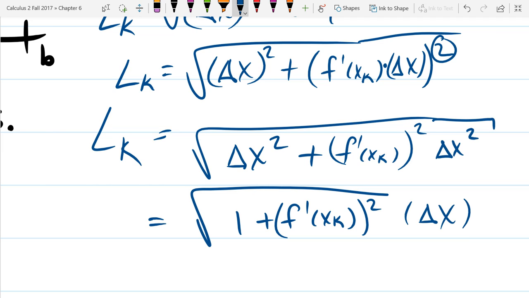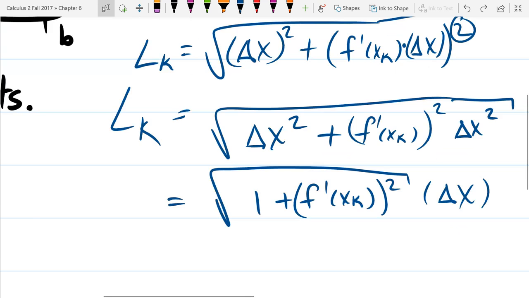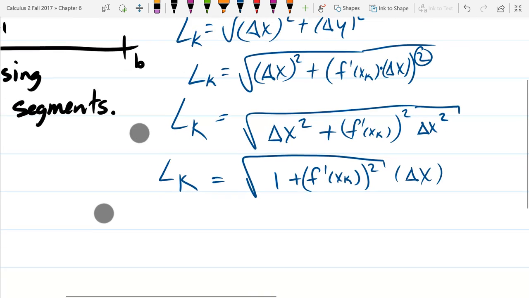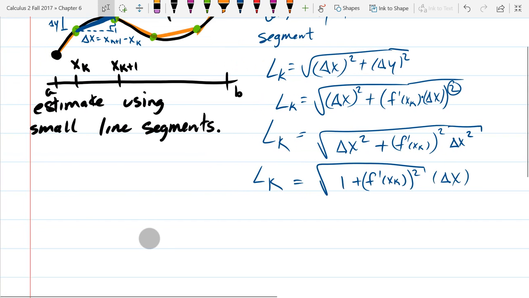All right, why is delta x not squared outside? Because you factor it out. So that's why it's unmultiplied or factored out. But when I bring it outside the square root, it was square root squared. So that cancels out. All right, so this is what we're using for LK. So I now can estimate the length with this right here.